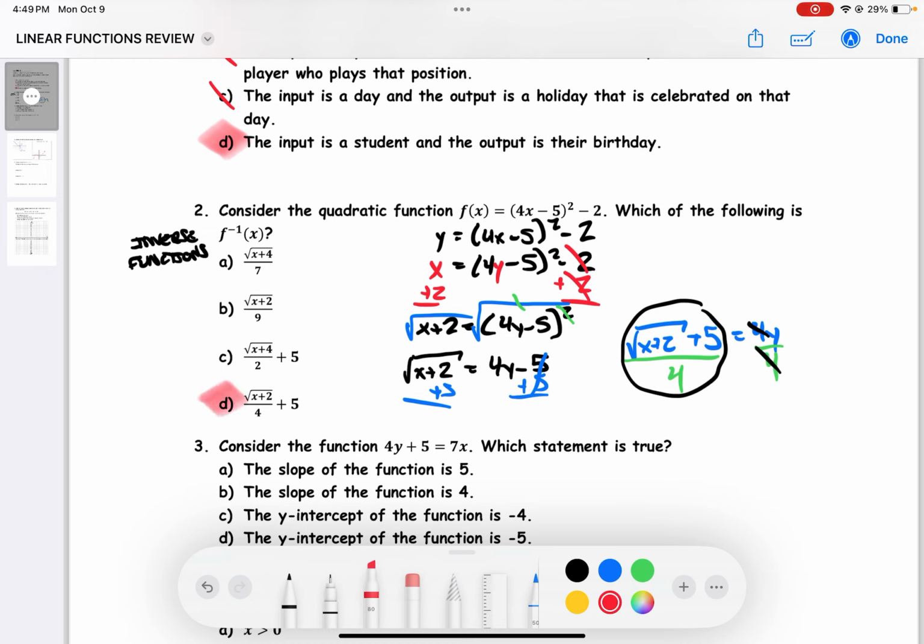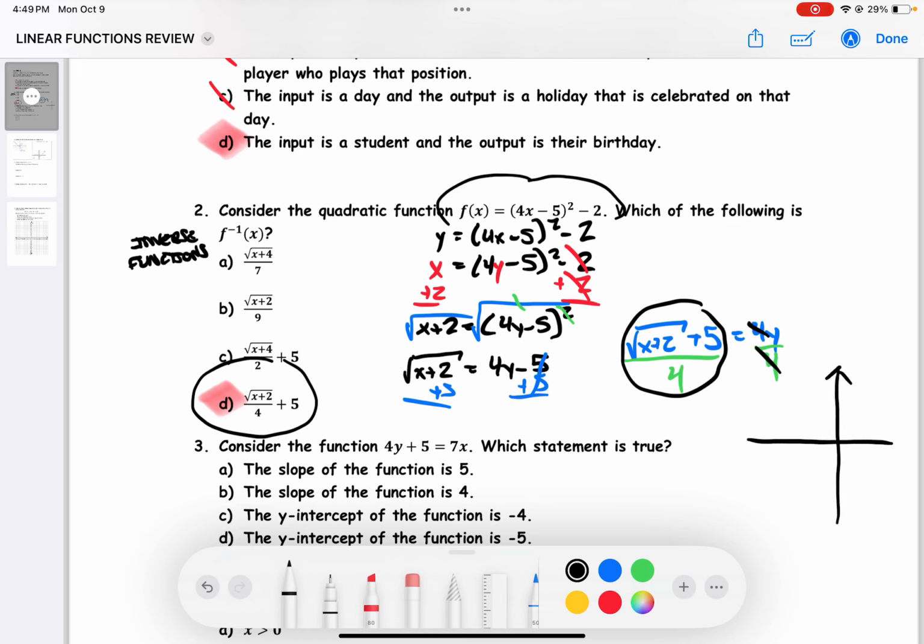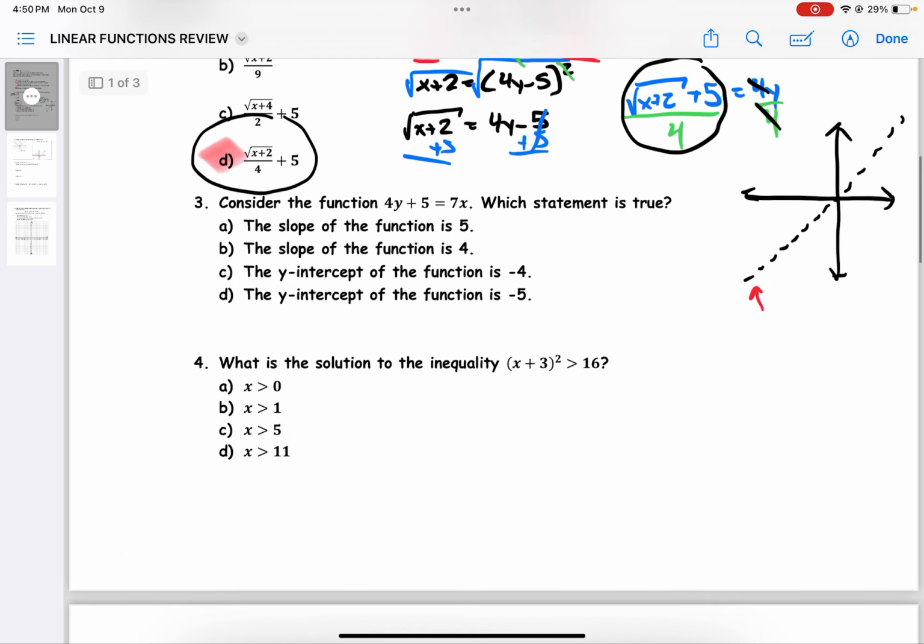Right? The answer looks a little overwhelming at first glance, right? But if we just take it one step at a time, we're going to get ourselves to that right answer. And you can always graph this answer, and you can graph that function, and they should look like a mirror image of each other across the line y equals x. So if you draw this line right here, they should be reflecting off of that line. And that's what your inverse is going to look like.